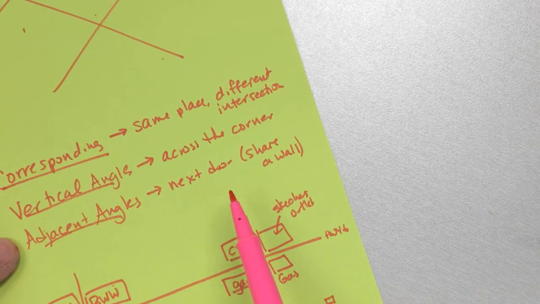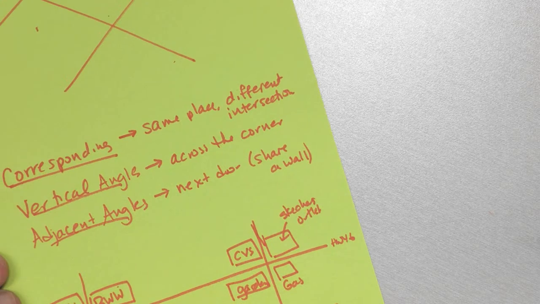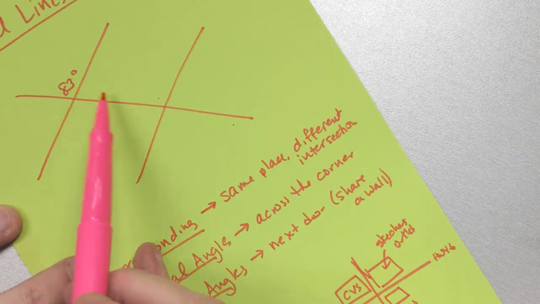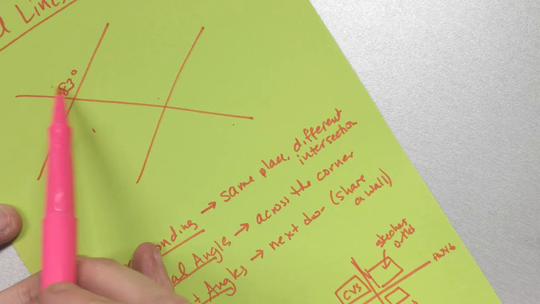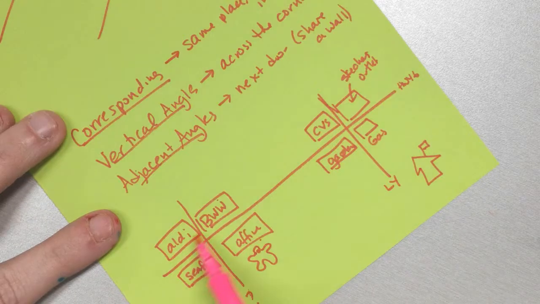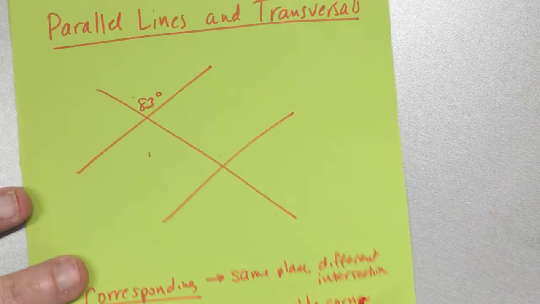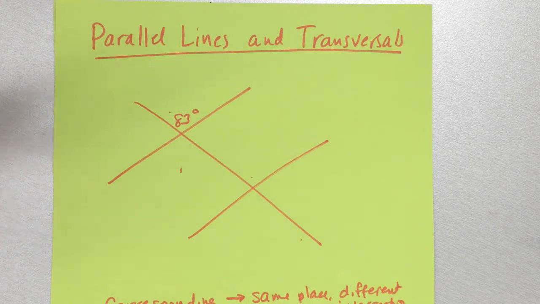Now, we have adjacent angles, and they're next door, right? So the Aldi and the Buffalo Wild Wings are next door to each other. So these two angles are adjacent, just like the Aldi and the Buffalo Wild Wings, okay? I don't know if that helped, but that's how I think about this vocabulary, all right? So now, let's think about some other things that we need to know.